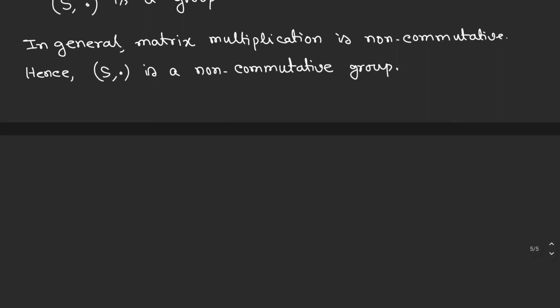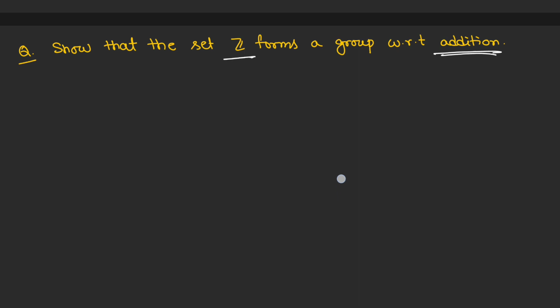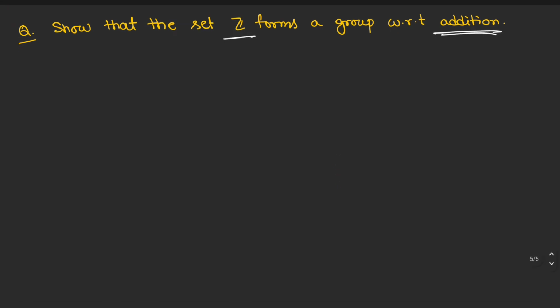Okay, let's try another example. Question: show that the set Z forms a group with respect to addition. So here the set is the set of integers and the binary operation is addition. Now this is not matrix addition, that's just normal addition, and the elements are integers. This is a very easy problem.